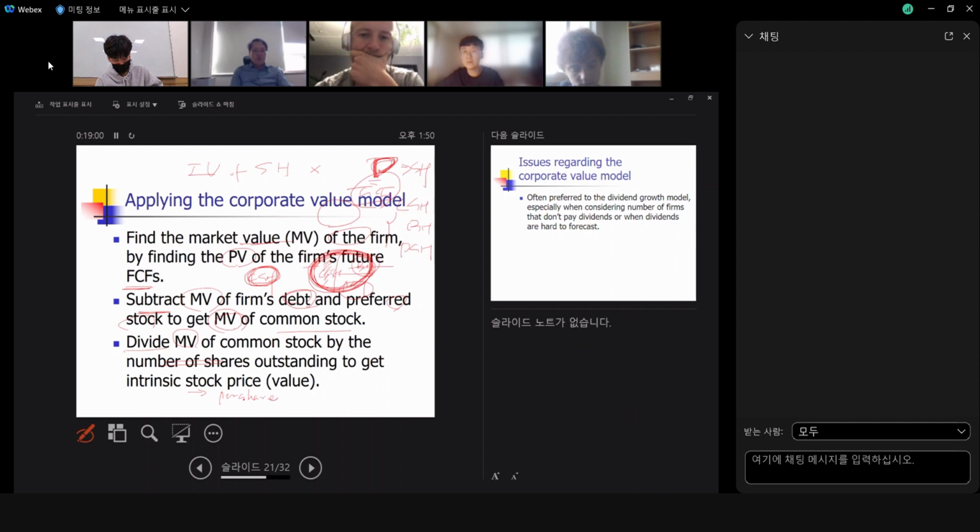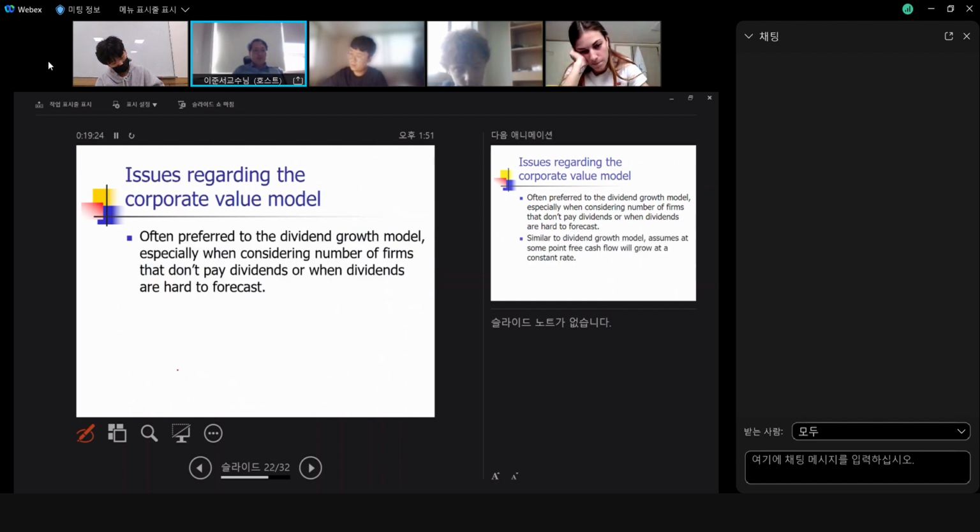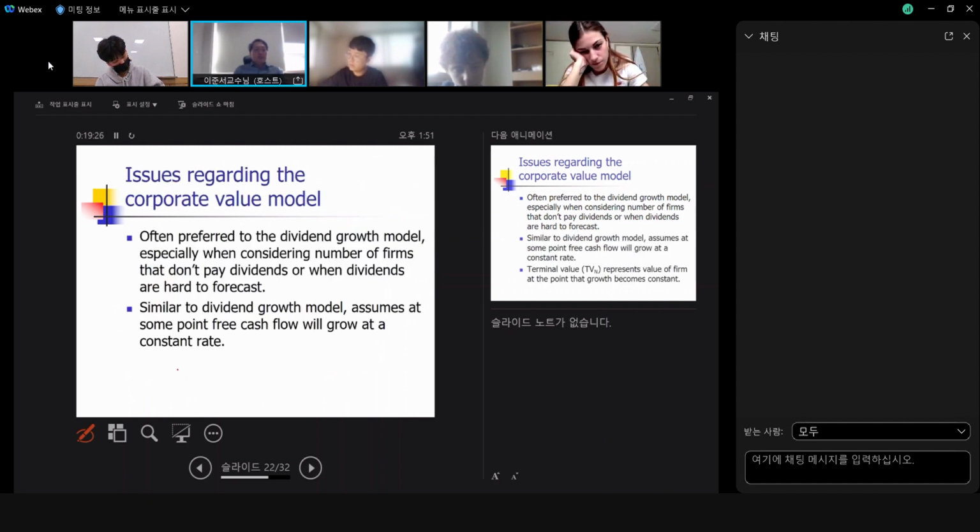So the procedure we have talked about is for the whole value of the entire firm, right? Not on a per share basis. So after subtracting the debt value and preferred stock value, we need to divide it by the number of shares, right? And this is the pros of the corporate valuation model. What the advantage is of the corporate valuation model.